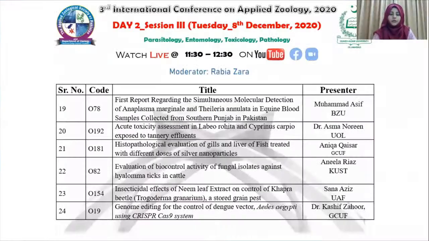Thank you, Dr. Asma, for such an astounding talk. Let's move towards our next talk by Anika Kesar from Government College University, Faisalabad. She will present her research work on histopathological evaluation of gills and liver of fish treated with different doses of silver nanoparticles. Please welcome Anika Kesar.